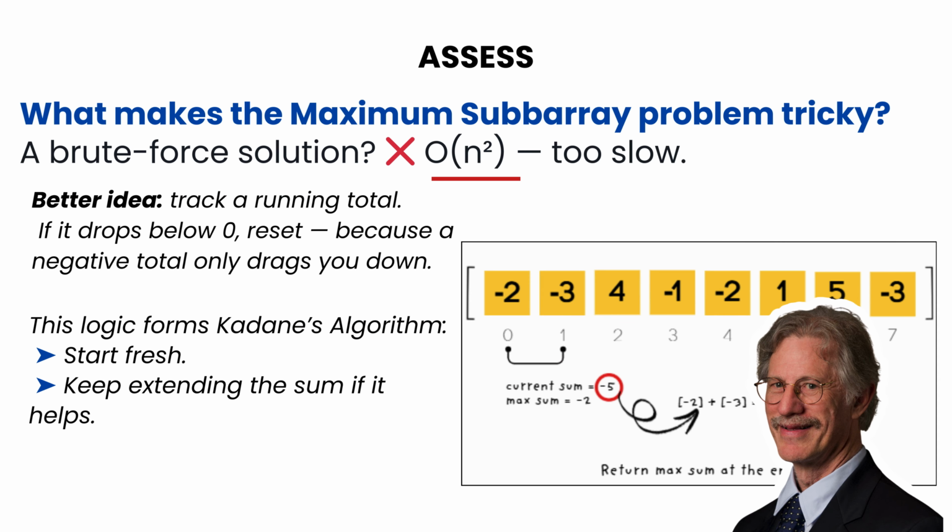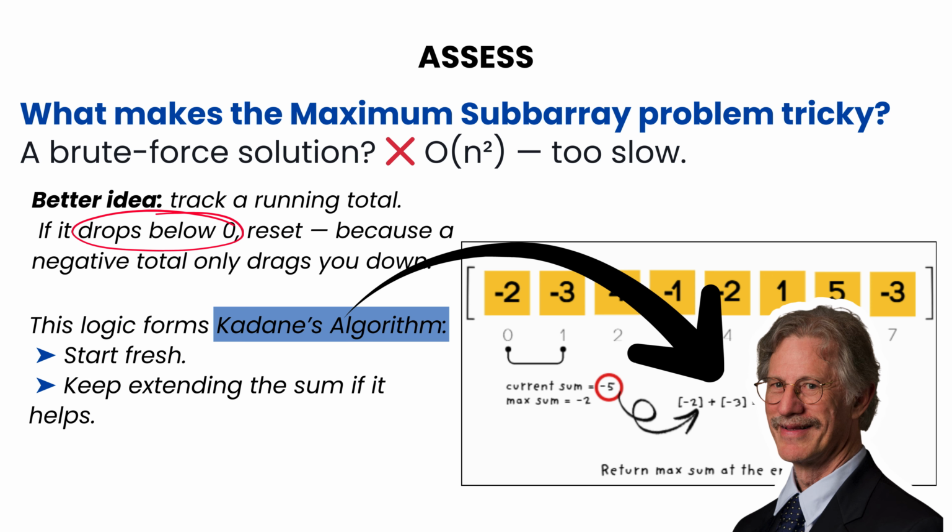But what if, as we scan left to right, we keep a running total? If that total ever goes negative, we start over, since a negative sum can only hurt us. This is the magic of Kadane's algorithm. At each position, decide if you're better off starting fresh or extending the current sum.